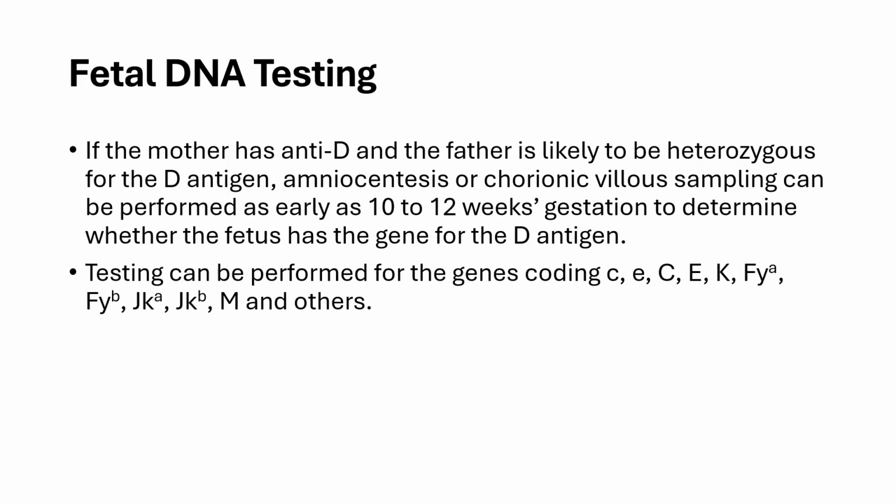If the mother has anti-D antibodies and the father is likely heterozygous for the D antigen, amniocentesis or chorionic villus sampling can be performed as early as 10 to 12 weeks gestation, and this is to determine if the fetus has the gene for the D antigen. Testing can also be done for other blood group genes, including little c, little e, big C, big E, big K, Duffy A, Duffy B, Kidd A, Kidd B, M, and others.